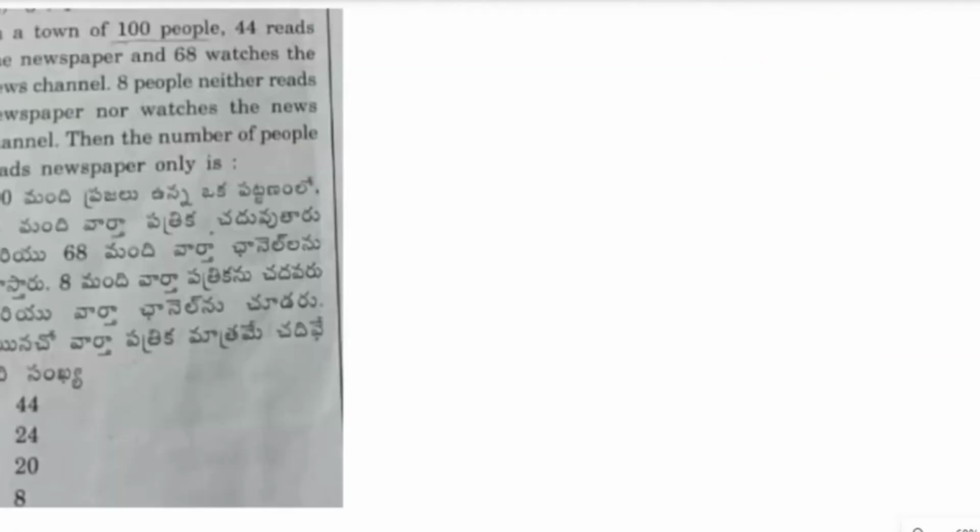Now coming to question number 100. In a town of 100 people, 44 reads the newspaper and 68 watches the news channel. 8 people neither reads the newspaper nor watches the news channel. Then the number of people who reads the newspaper only is. Okay, let us draw a rectangle which shows the town. This is the number of people who are living in the town. Total 100 people are there in this town.